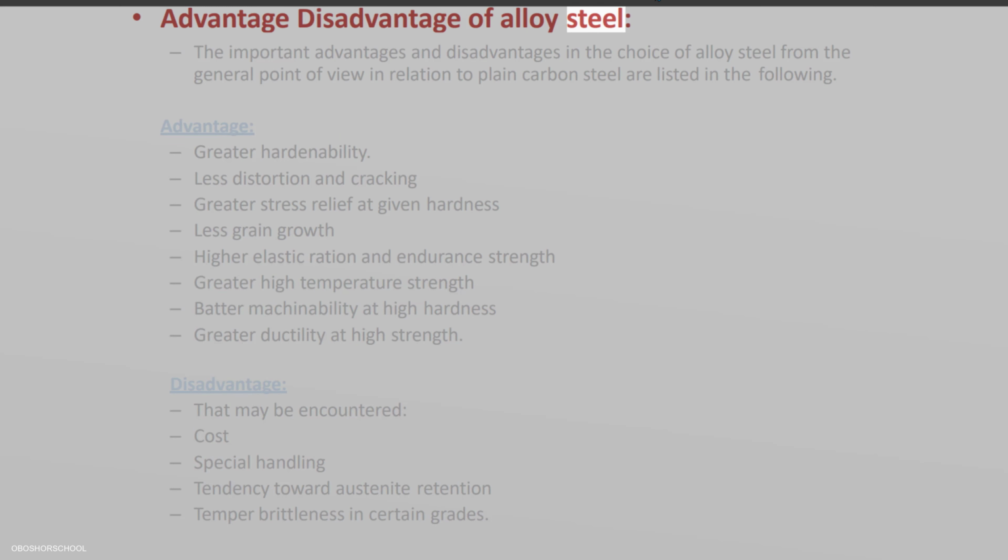Advantages and disadvantages of alloy steel. The important advantages and disadvantages in the choice of alloy steel from the general point of view in relation to plain carbon steel are listed in the following. Advantages: greater hardenability, less distortion and cracking, greater stress relief at given hardness, less grain growth, higher elastic ratio and endurance strength, greater high temperature strength, better machinability at high hardness, greater ductility at high strength. Disadvantages that may be encountered: cost, special handling, tendency toward austenite retention, temper brittleness in certain grades.